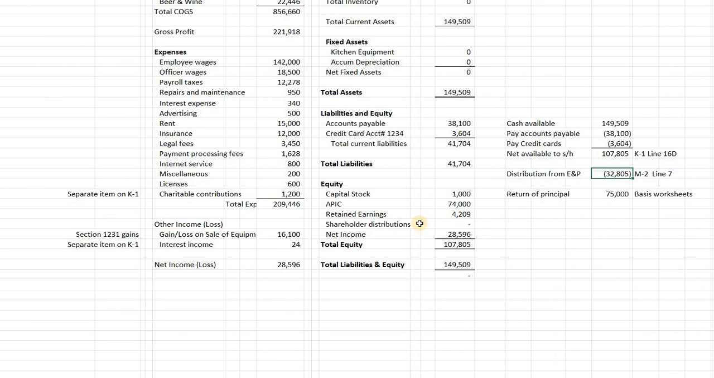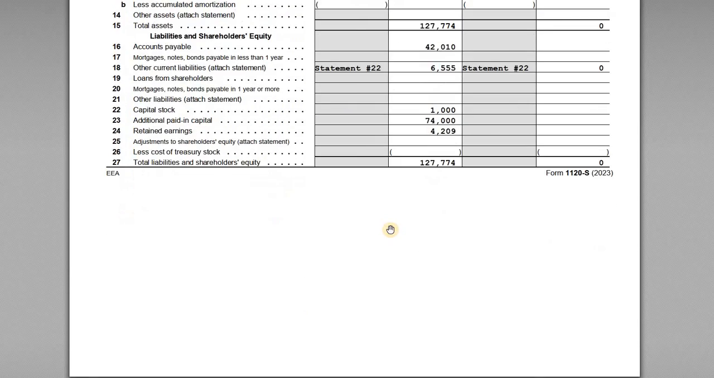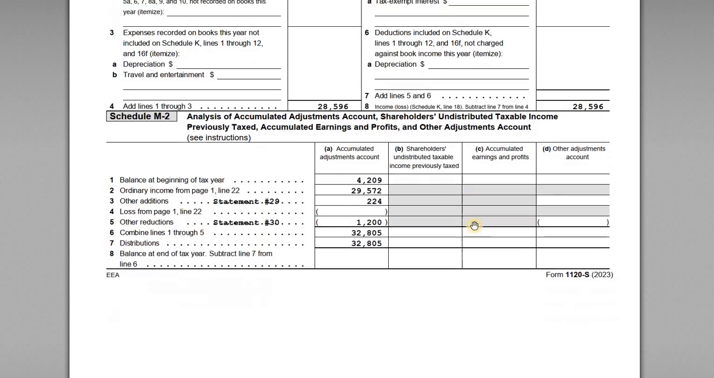So the company had $4,209 of retained earnings at the start of the year. It had net income for the period of $28,596. So when you total up these two, we've got $32,805 of earnings and profits leading up into the entity closing. And we can see that illustrated as well in the M-2 reconciliation.